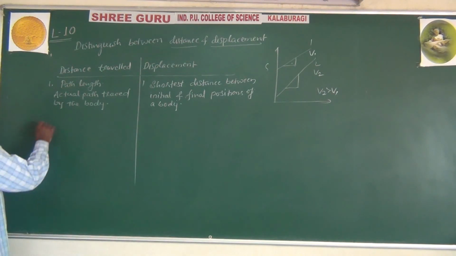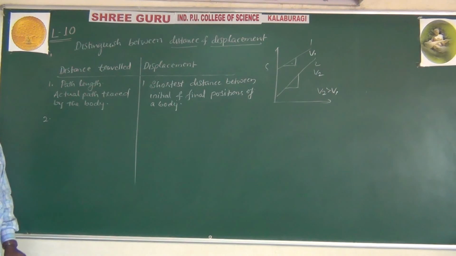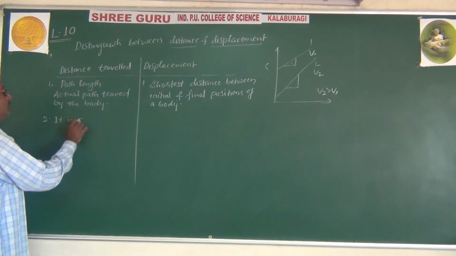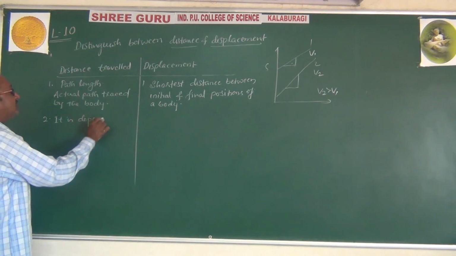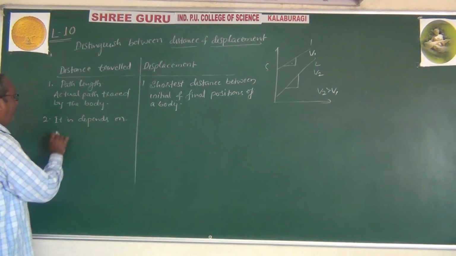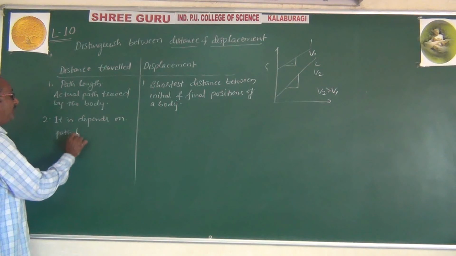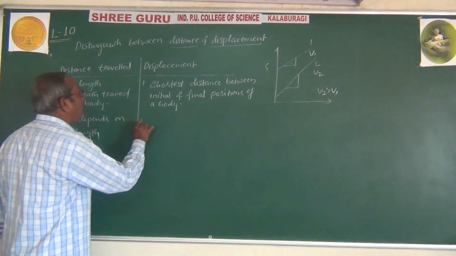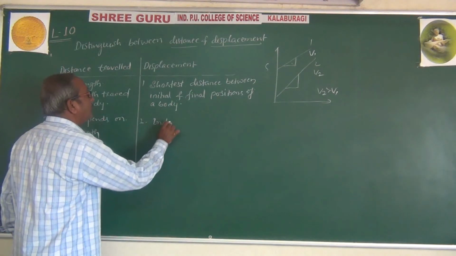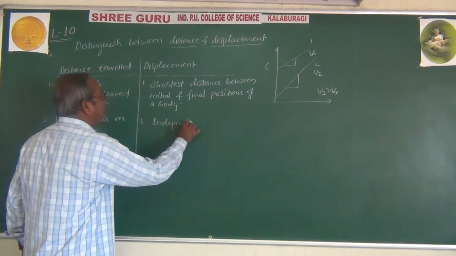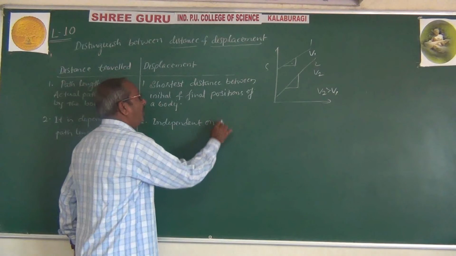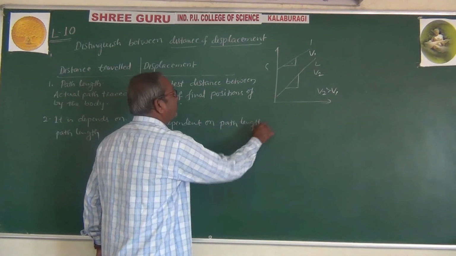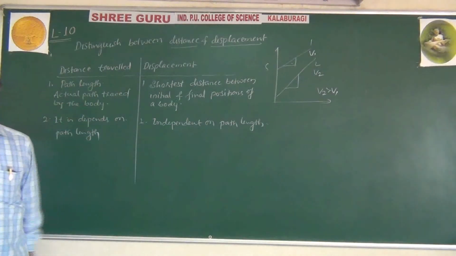And here, this depends on the path length, whereas this is independent of path length. Distance traveled is dependent on path length.